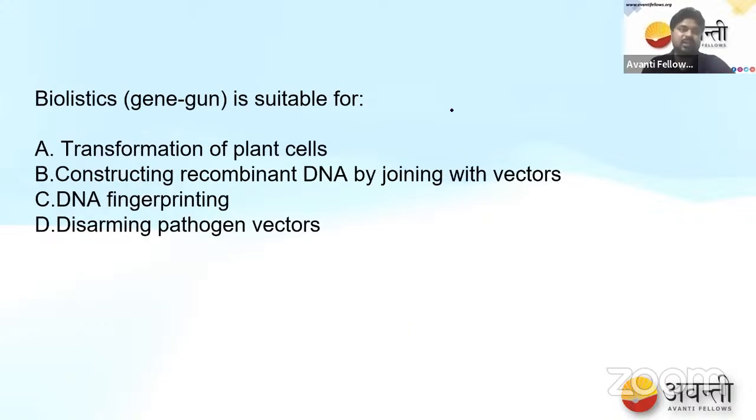चलो नेक्स्ट, ballistic gene gun is suitable for. Gene gun किसके लिए यूजफुल है? We already discussed the gene gun in the previous question also. Options are: option A, transformation of plant cell. Option B, constructing recombinant DNA by joining with a vector. Option C, DNA fingerprinting. Option D, disarming pathogen vector. I'm launching a poll for it. Please answer fast. Then we will discuss the question.